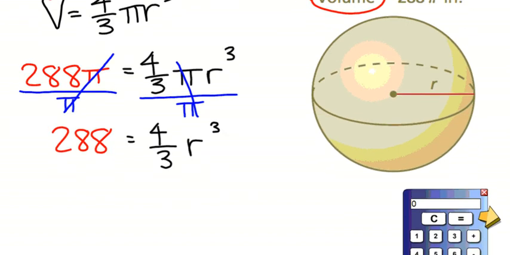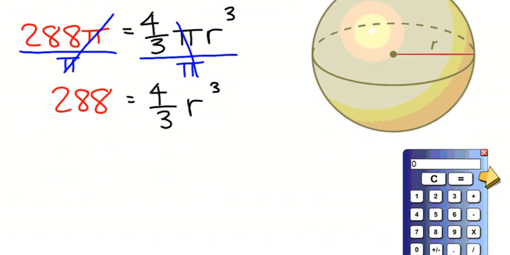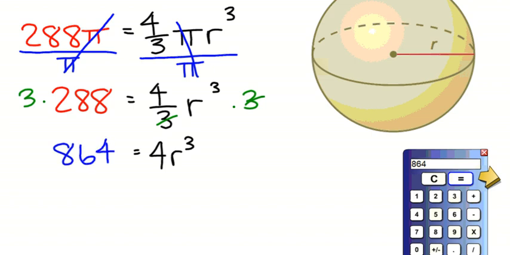Okay, I have a few options, just to fit a little bit more closely with what we've already talked about in class. For my next step, I'm going to choose to multiply both sides by 3. And all that's going to do is simplify 3 divided by 3 down to 1, so that I'm left with 4r cubed on that side. And then I can real quickly figure out 288 times 3, and that's going to be 864 on the left. Again, that's not the only correct step, it's just the one I chose to do because it fits with what we talked about with cones.